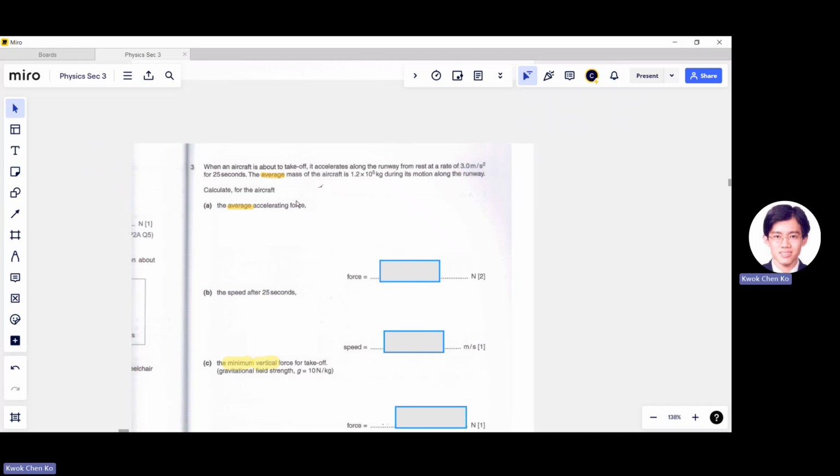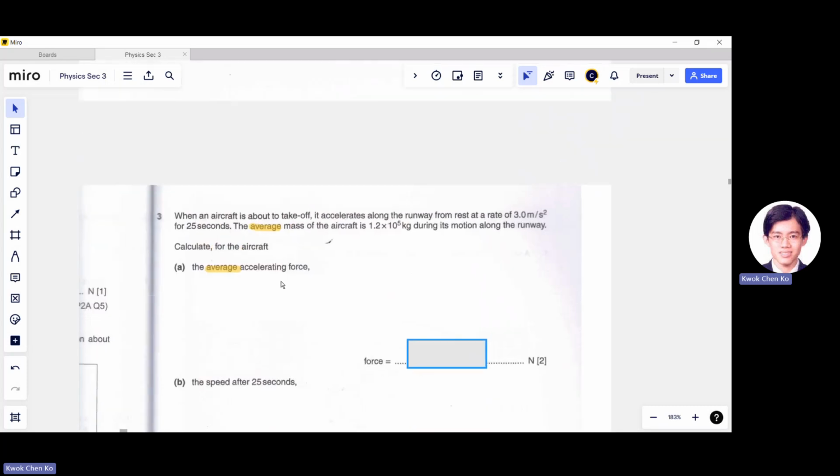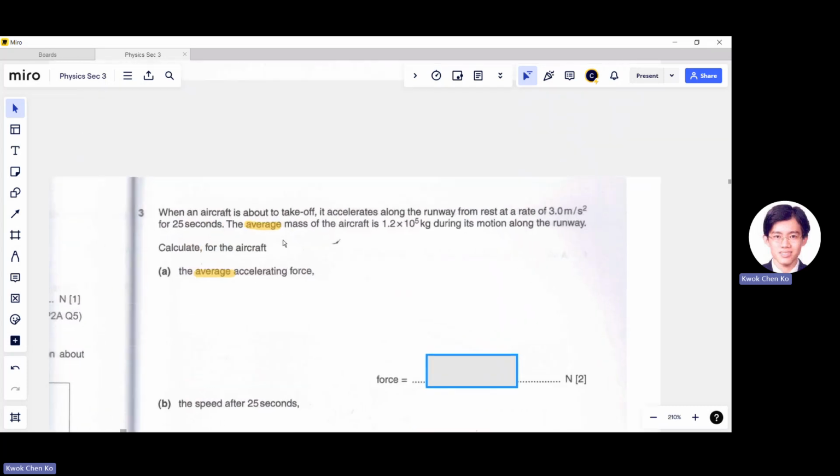Now we have another question here about the average mass, average accelerating force. In question 3, you may want to think about this word average. Why do they even want to include the word average there? Okay, I'm not going to tell you the answer right now. Think about this. Why do they have the word average? Well, it may or may not affect your answer, but it'd be good to think about this.